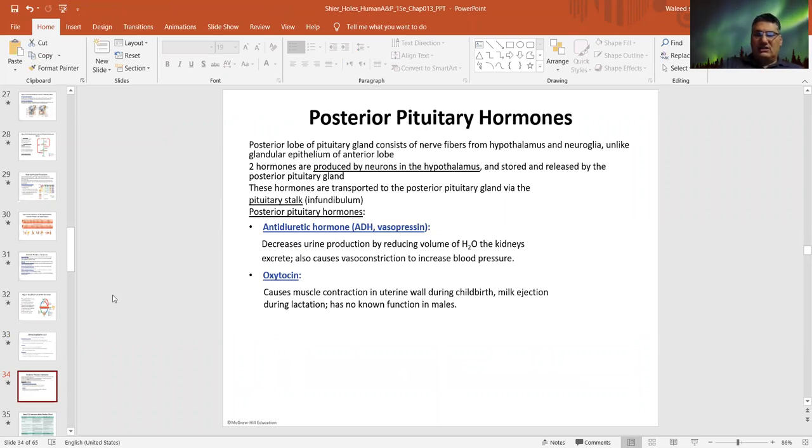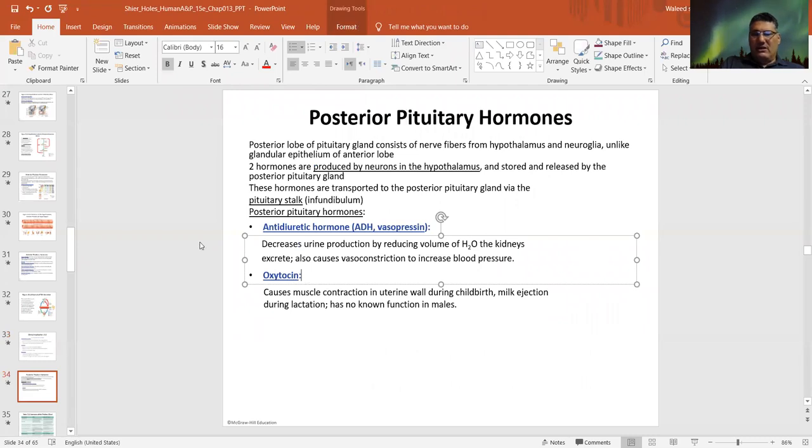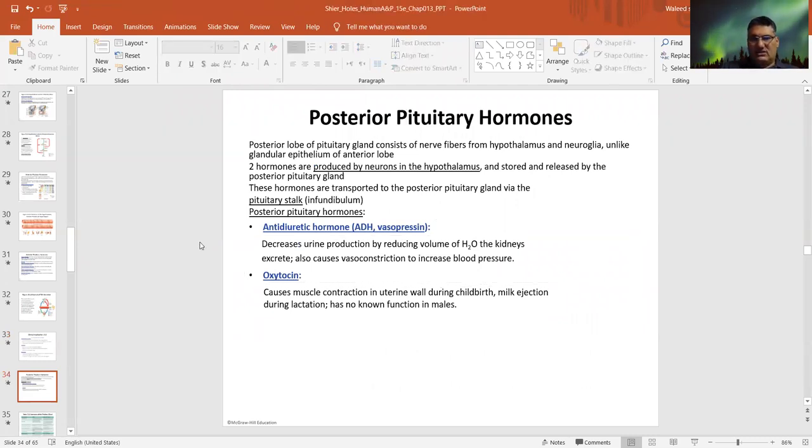The posterior pituitary gland secretes two secretions. It stores and secretes them. But where do we make them? Remember this. Where do we make them? In the hypothalamus. Where do we store them and secrete them from? It is the posterior pituitary. So I wanted to make that distinction, and I want that to be clear.